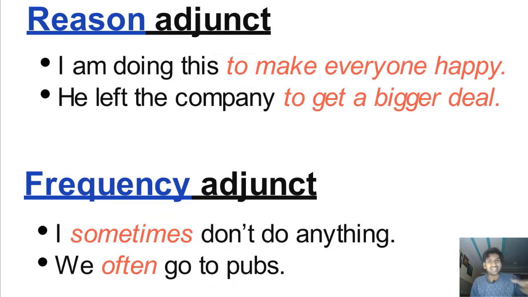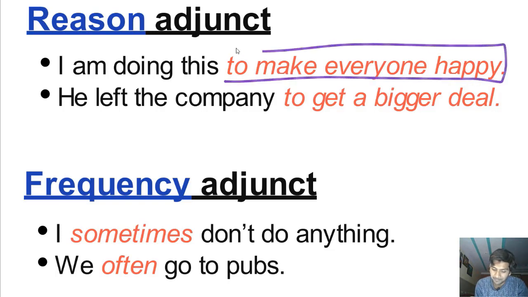Reason adjunct. It is an adverb of reason that talks about the reason for the main verb, right? Why something happens. So it's basically an infinitive phrase working as an adverb of reason. I'm doing something. I'm teaching. I'm doing this. Why? To make everyone happy. This is why I'm doing this. So it's an adverb of reason. Is it essential for the meaning of the sentence? No, it's not. Since it's not, it's an adjunct to the entire sentence, right? I'm doing this to make everyone happy.